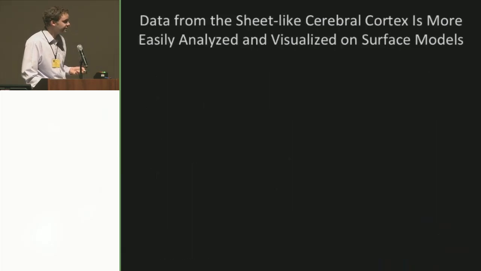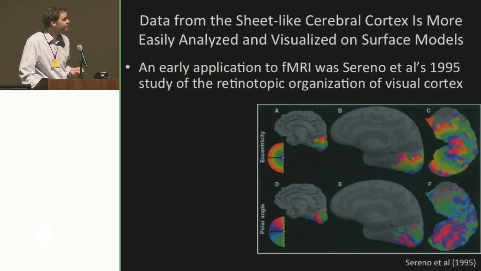So we can do better than this, though. So data from the sheet-like cerebral cortex is better analyzed and visualized on surface models. An early application of this to fMRI was Sereno's retinotopic study here. So they measured polar angle and eccentricity in the visual cortex. And this is one of the first surface-based fMRI studies that I'm aware of.